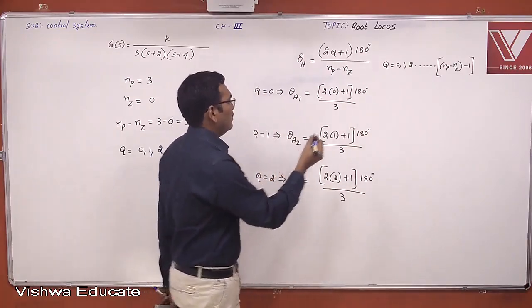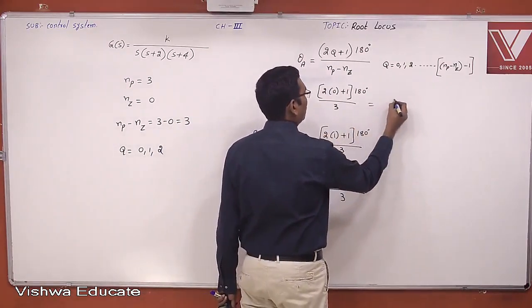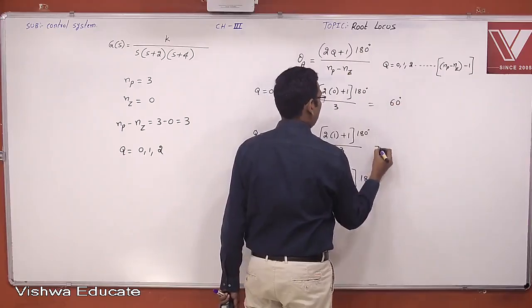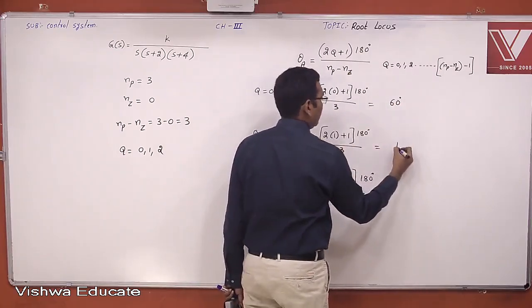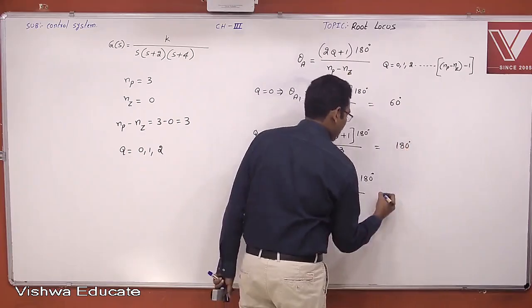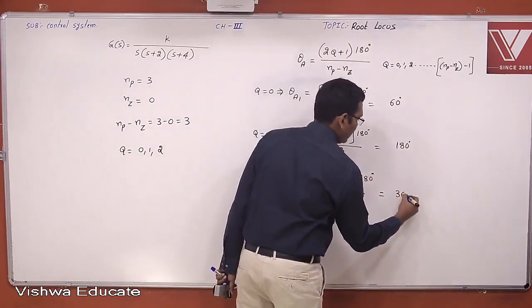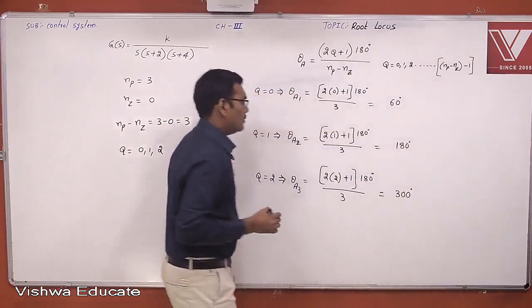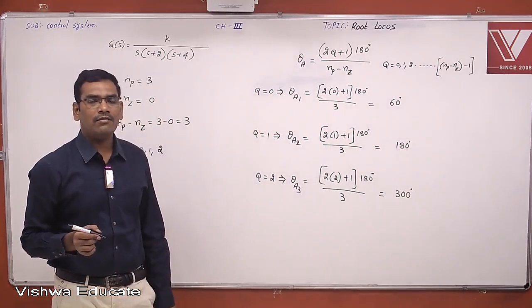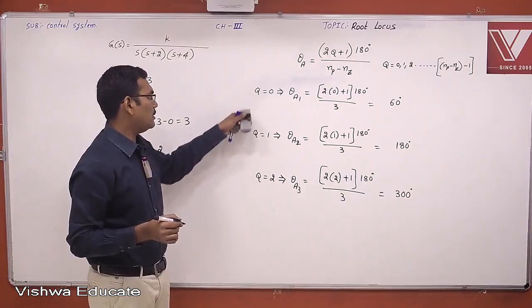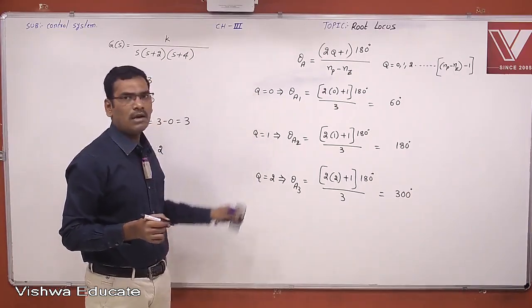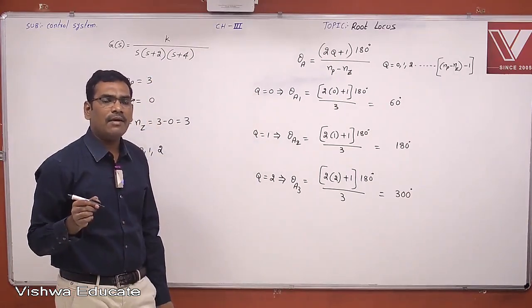Now see here. The first angle of asymptote is 180 by 3, which is 60 degrees. For the second, 3 and 3 cancel, giving 180 degrees. The third is 900 by 3, which is 300 degrees. These are the three angles of asymptotes.